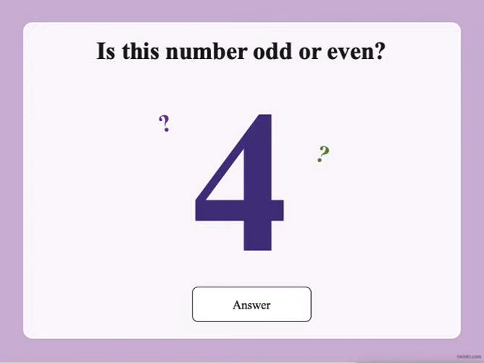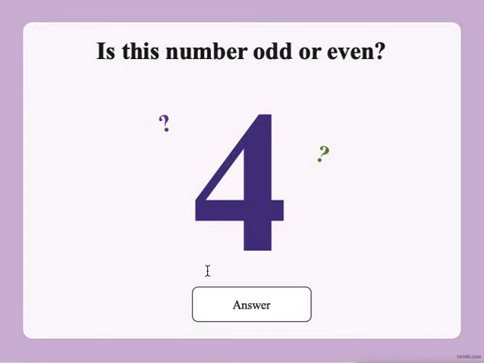And if we keep going on, 10, 12, 14, 16, 18, 20. So you can start to see a pattern there, boys. Any number that ends in a 0, a 2, a 4, a 6, or an 8 is an even number. And any numbers that don't end in those, so that end in a 1, a 3, a 5, a 7, or a 9, we'd consider odd numbers, boys.